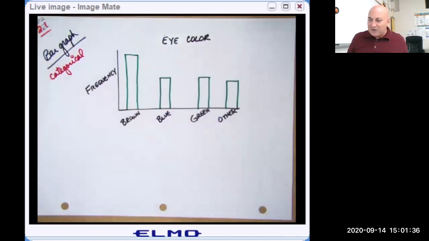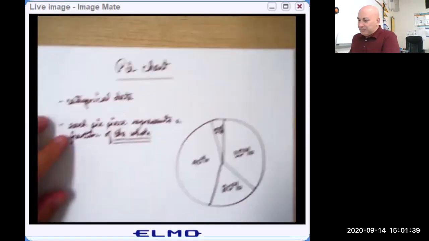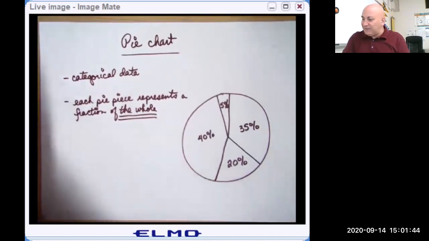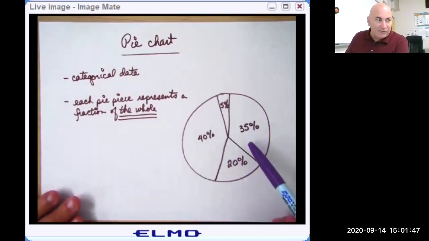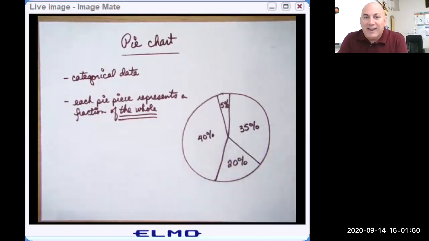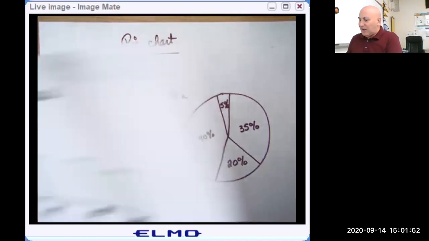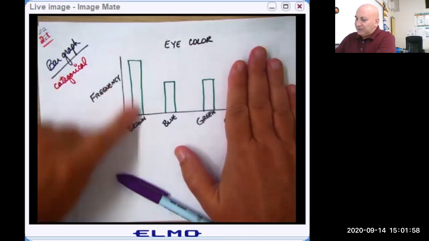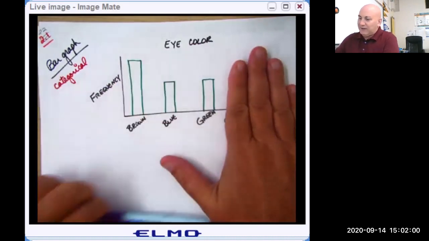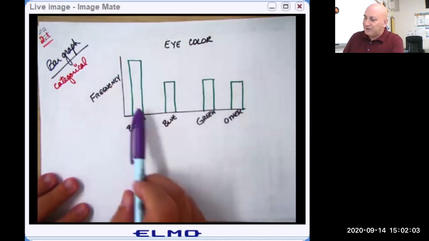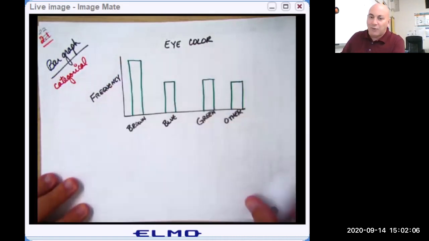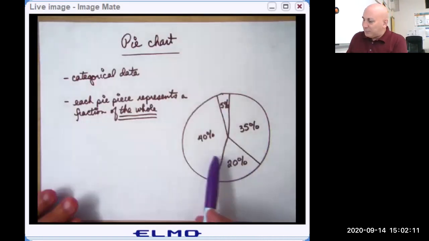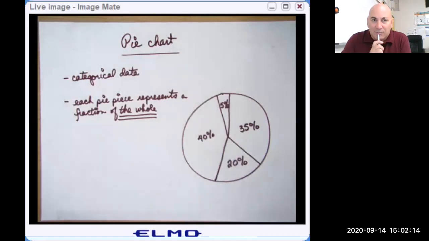Another type of categorical graph is a pie chart. In a pie chart, each slice of the pie represents a fraction of the whole. So if we were doing these eye colors, you can't leave off the "other," because this as a fraction of just these three is different from this as a fraction of all four, and all four is all possible eye colors.